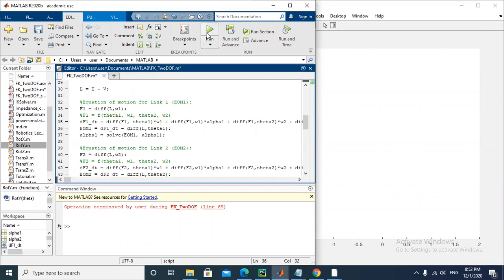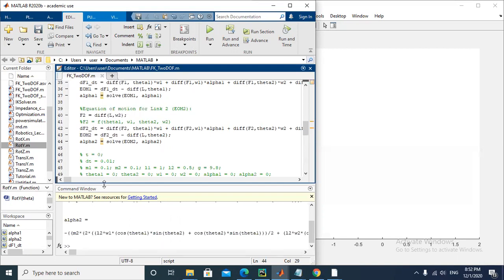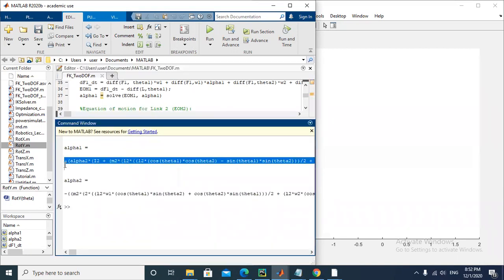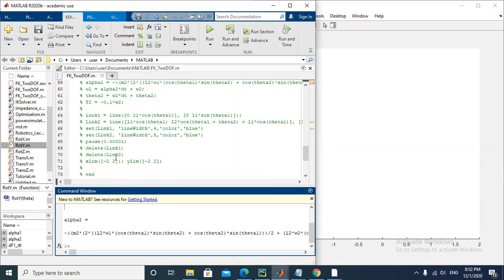But without the torque. So let's actually do that. I'm going to solve for alpha 1 and alpha 2, and then I'm going to replace them down. Right? So what is my alpha 1? It is this guy. Copy that.